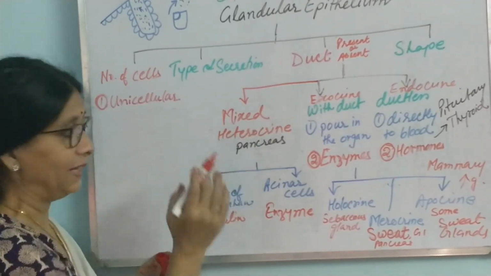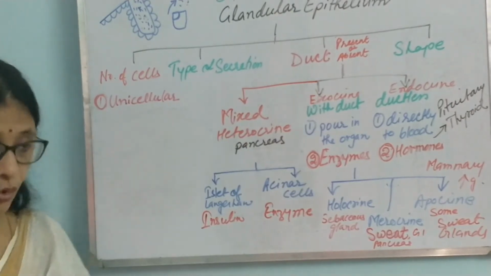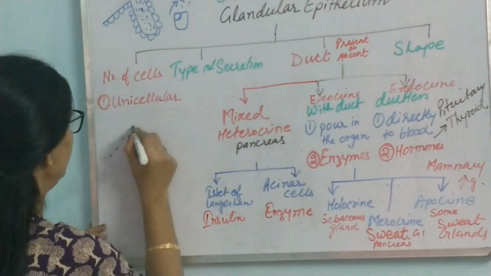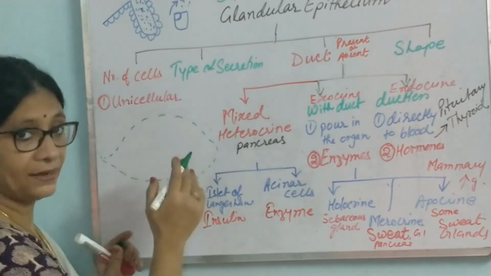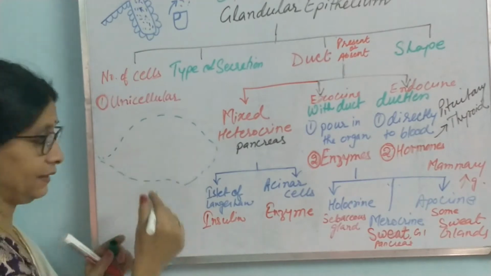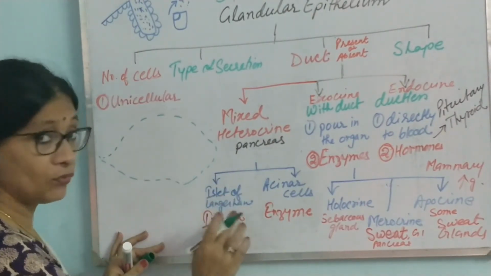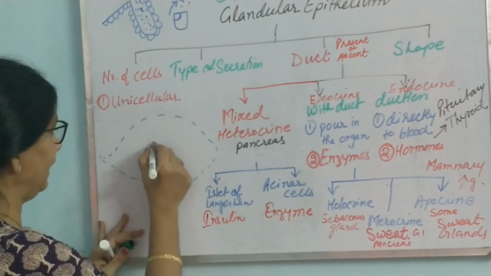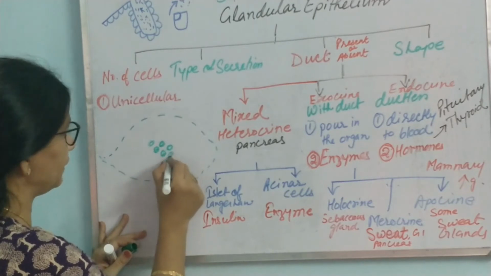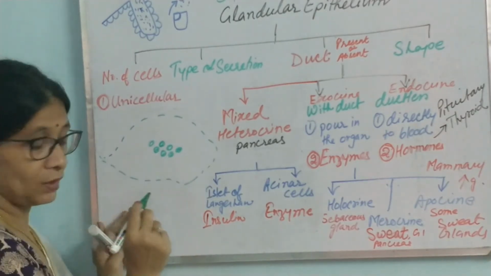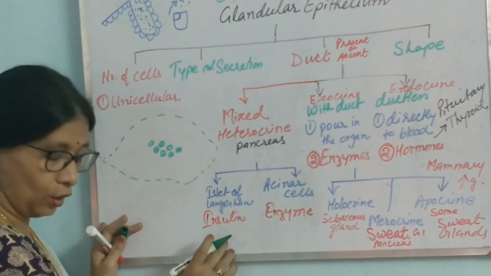Now, if we talk of pancreas, pancreas has two types of cells. Let us draw and try to understand. Suppose this is a rough diagram of the outline of pancreas. In pancreas, we have two types of cells. One is islets of Langerhans. By islet only we can understand they are floating somewhere just like this. Islets of Langerhans, and these secrete insulin, which is a hormone.